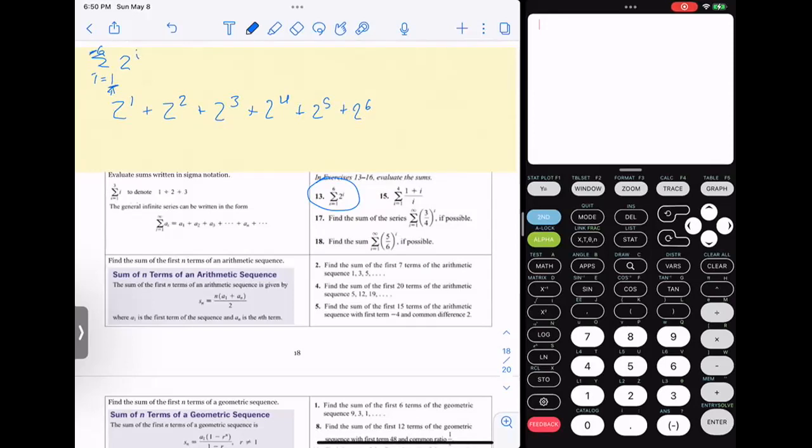So in this case, we can just plug that in our calculator. So we have 2 plus 4 plus 8 plus 16 plus 32 plus 64, which I'm not going to try and do in my head.